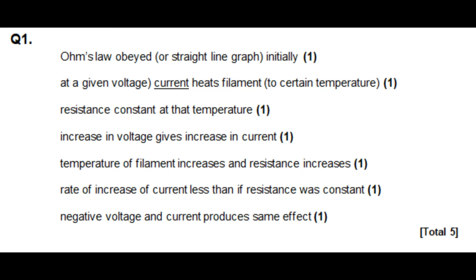The mark scheme is pretty comprehensive here, but there are some points to note. First of all, if something's in brackets, it doesn't need to be in your answer in order for you to get the mark. So for instance, for the first one, if you say that Ohm's law is obeyed initially, then you will get the mark even if you don't say this leads to the graph being a straight line at this point. However, underlined things have to be in the answer in order for you to get the credit. So if your answer says that the filament heats up, but it doesn't say it heats up because the current is big, then you don't get that second mark.